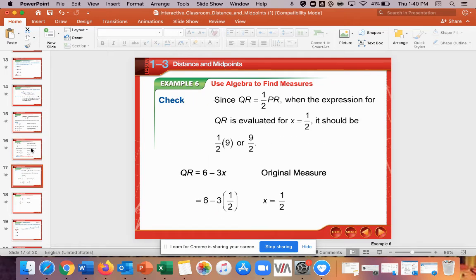So right here you have it. Since QR is 1/2 PR, the expression QR is evaluated for x equals 1/2. It should be 1/2 of 9 or 9/2. Okay. QR equals 6 minus 3x. Sub in the 1/2, and you should get 4.5. All right. Let's just double check this.